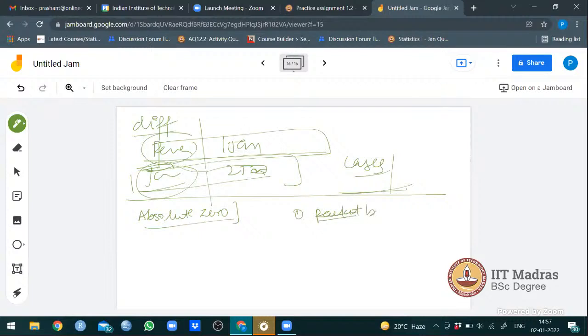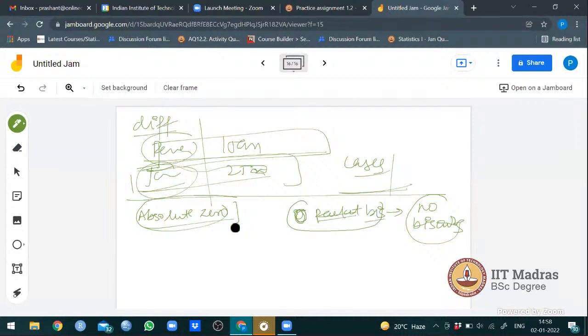Suppose 0 biscuits. That means, sir, you don't have any biscuits. Yes, sir. So absolute zero means a simple thing: if there is absolute zero, there is zero. That should mean the absence of that thing.